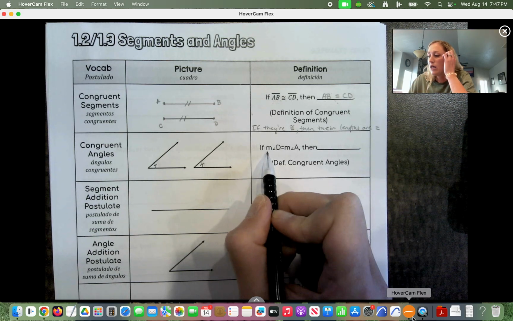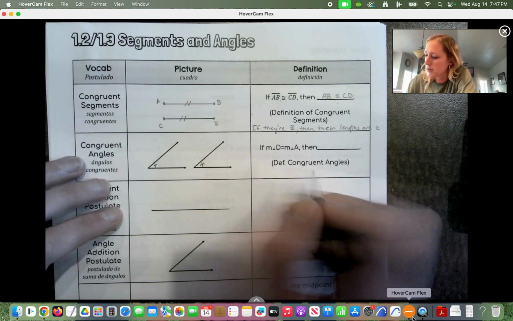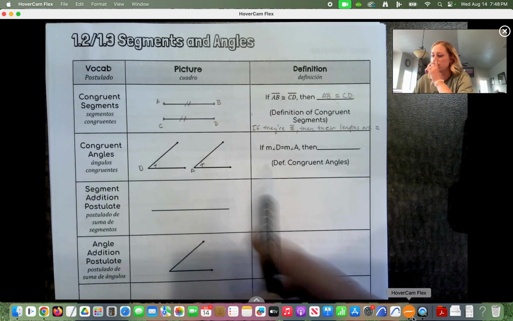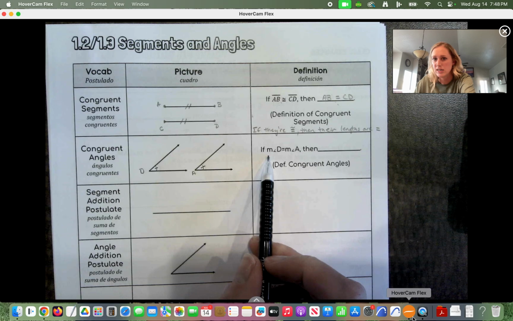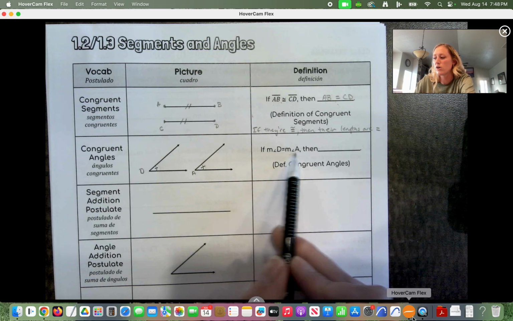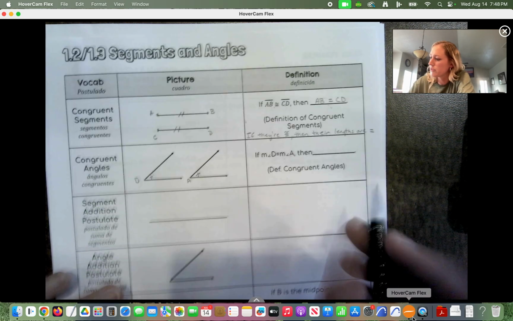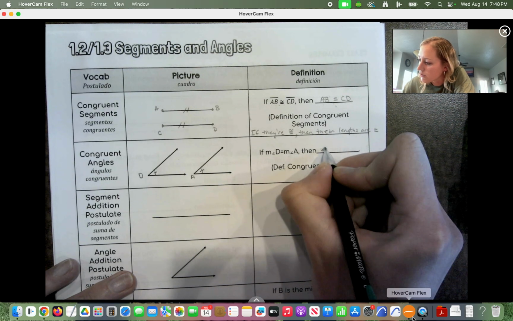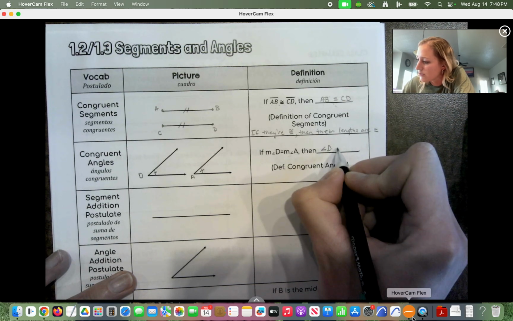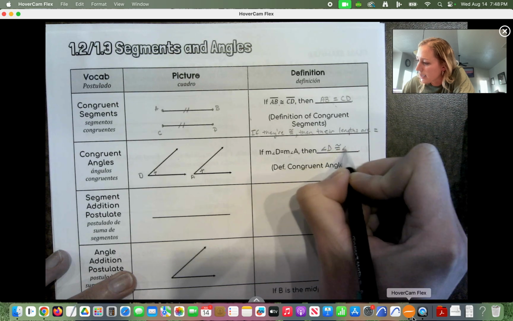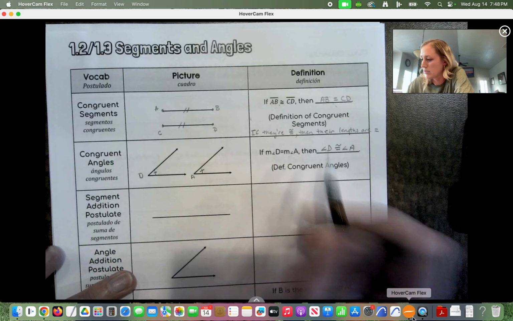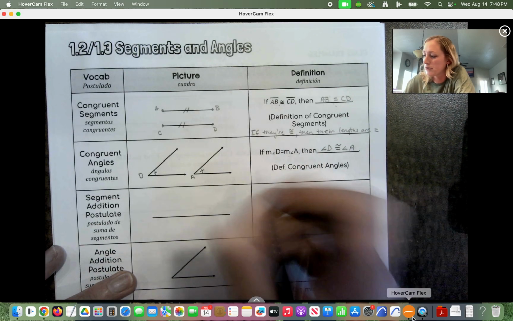Okay, so notice I have my little M's here. I'm going to call this one angle D and this one angle A so that it goes with my definition here. If the measure of angle D is equal to the measure of angle A, this is saying if their measurements are equal, then I can say they are congruent. If I'm saying they're congruent, I don't need the little M because we're not talking about the measurement anymore. I'm just talking about the figure. So I would say angle D is congruent to angle A. This one kind of has it in reverse, but it's saying the same thing. If their measurements are equal, then they're congruent.